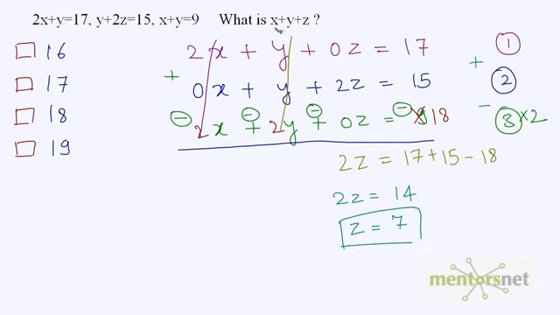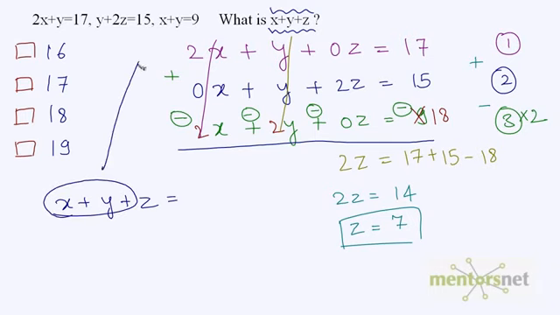What is asked is x plus y plus z. So x plus y plus z is equal to, you know the value of x plus y, which is 9. So 9 plus z is 7. 9 plus 7 is 16. So there is our answer, 16.